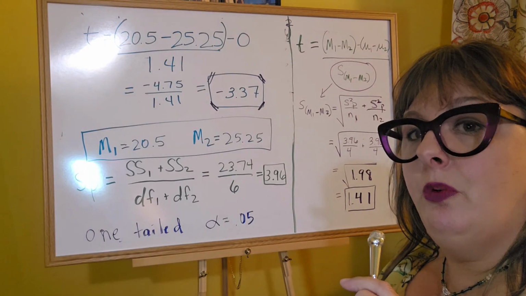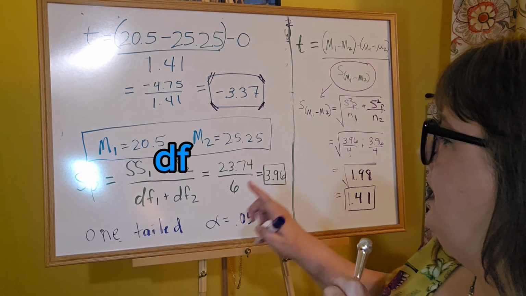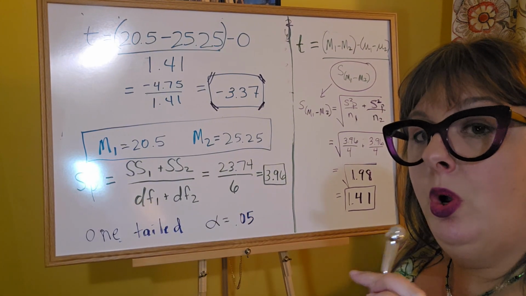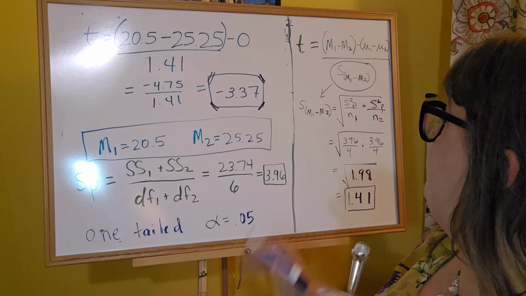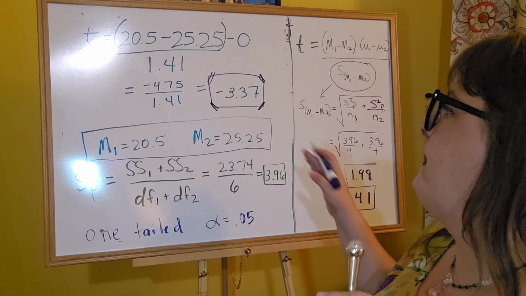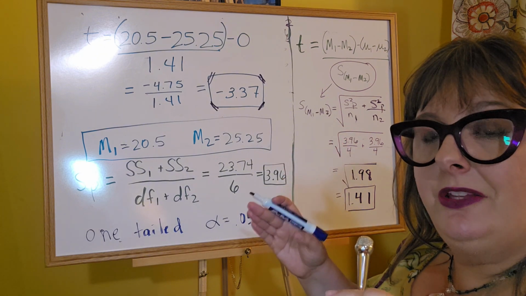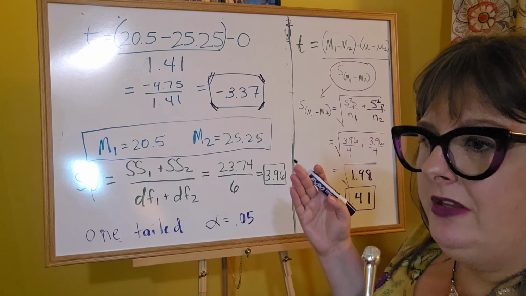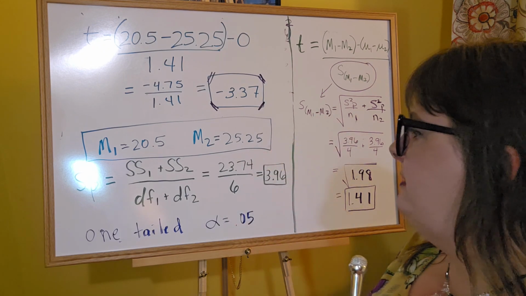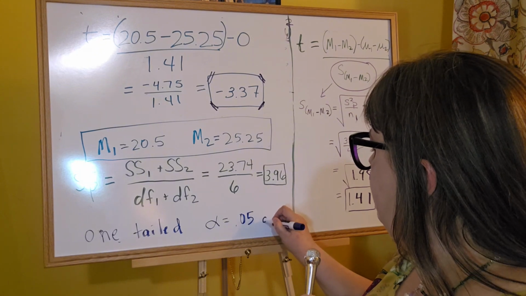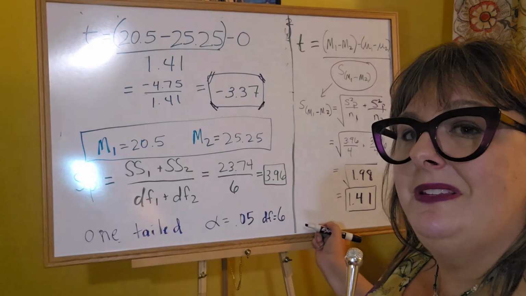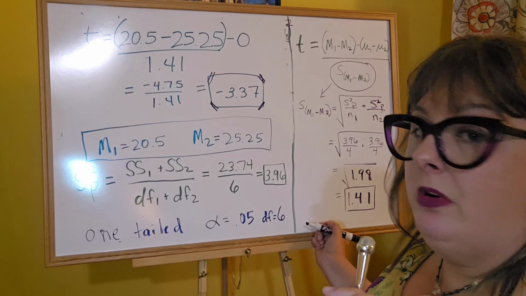What else do we need to know? We need to know our degrees of freedom. Now, earlier we computed 2 degrees of freedom, but we need the degrees of freedom for the whole study. So the degrees of freedom for the whole study is going to be n-1 plus n-1. Each group had n equals 4. So n-1 is 3, so it's going to be 3 plus 3, which is 6. 6 is going to be your degrees of freedom for the whole study. So I'm writing df equals 6. All right. We're ready to look things up in our table.